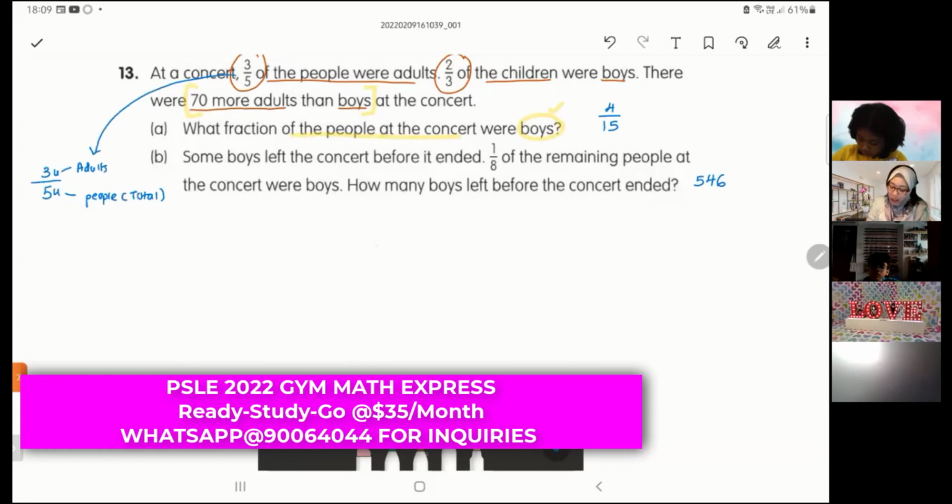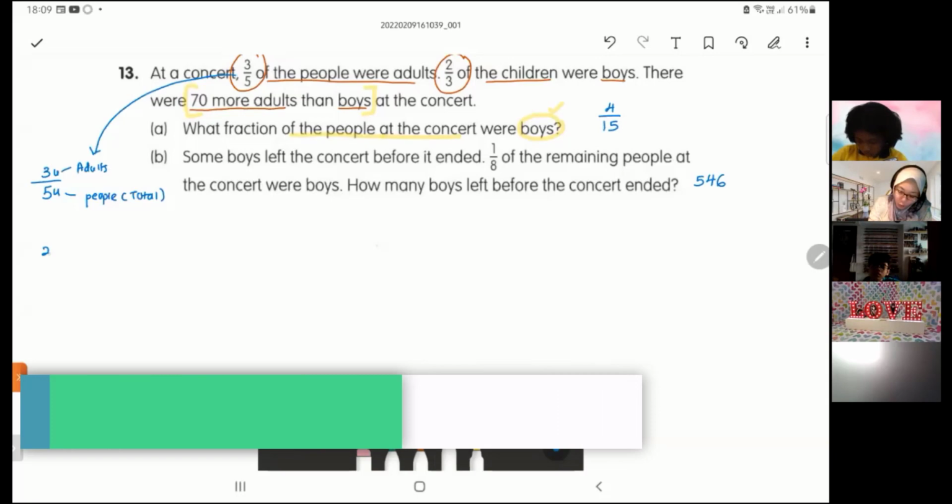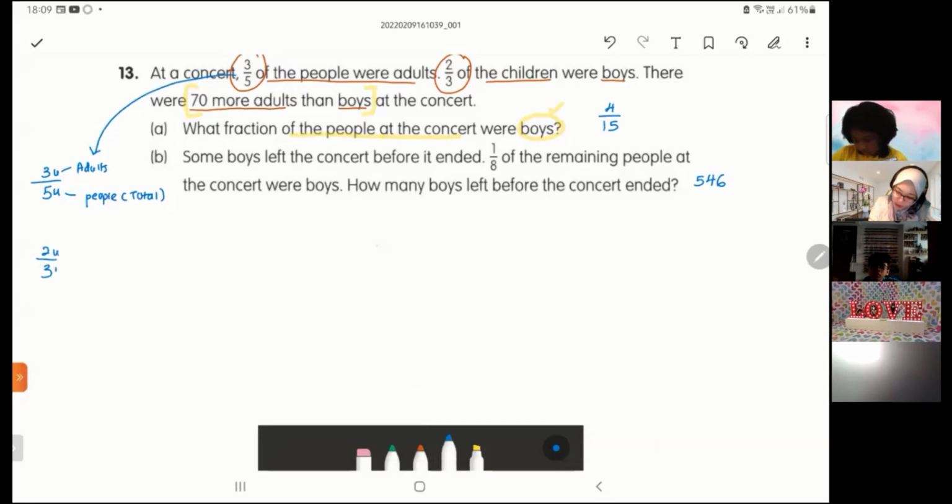Okay, then I pluck out the next one, which means 2/3, right? 2/3 of the children. 2/3 units of the children. This is my children. This is my boys. Now, if you look at the first fraction here, adults and people, can I find my children from the first fraction there? Can, right? Okay, so the children is actually 5 units minus 3 units equals 2 units.